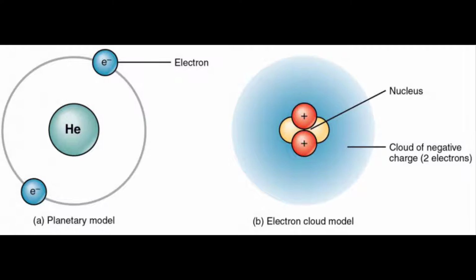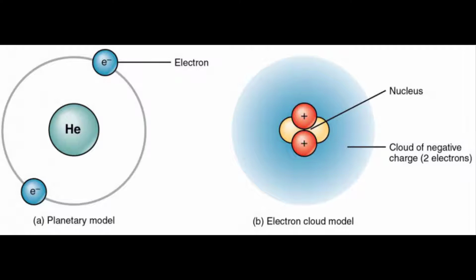This picture shows two models that can help you imagine the structure of an atom, in this case, helium. In the planetary model, helium's 2 electrons are shown circling the nucleus in a fixed orbit depicted as a ring. Although the model is helpful in visualizing atomic structure, in reality, electrons do not travel in fixed orbits, but whiz around the nucleus erratically in a so-called electron cloud.